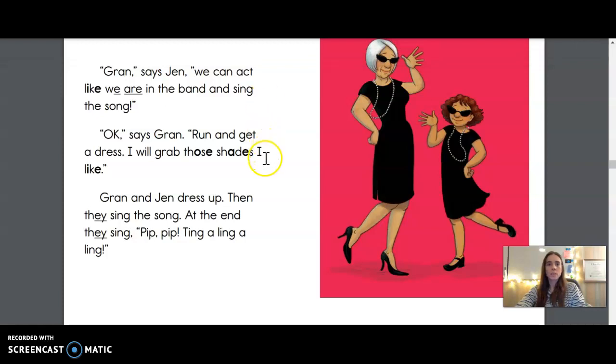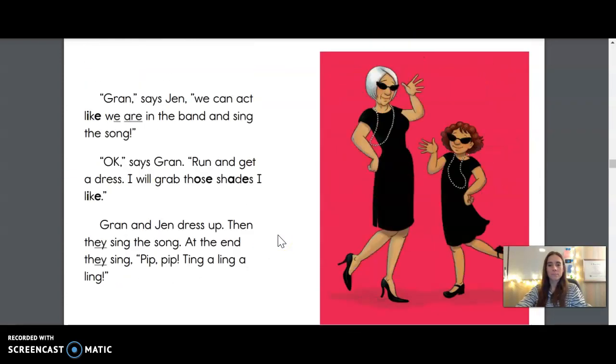Okay, Gran says. Run and get a dress. I will grab those shades I like. Gran and Jen dress up. Then they sing the song. At the end, they sing, pip, pip, ting-a-ling-a-ling.